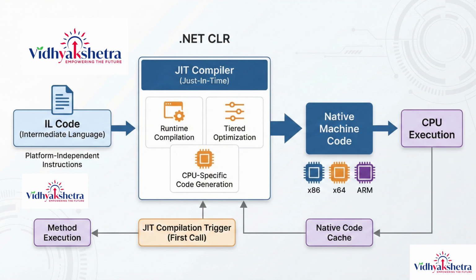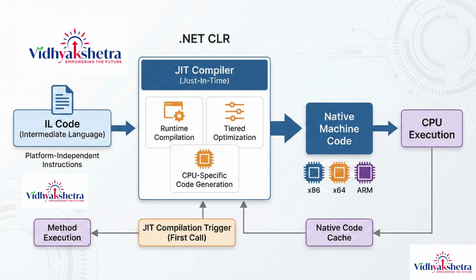The JIT compiler also respects runtime services such as garbage collection. It generates code that cooperates with the garbage collector by inserting safe points where garbage collection can occur. This coordination allows the GC to suspend execution safely and move objects in memory when necessary. Memory management awareness is a critical feature of the JIT. The generated machine code includes metadata that helps the garbage collector track object references accurately. This ensures that live objects are not mistakenly collected.